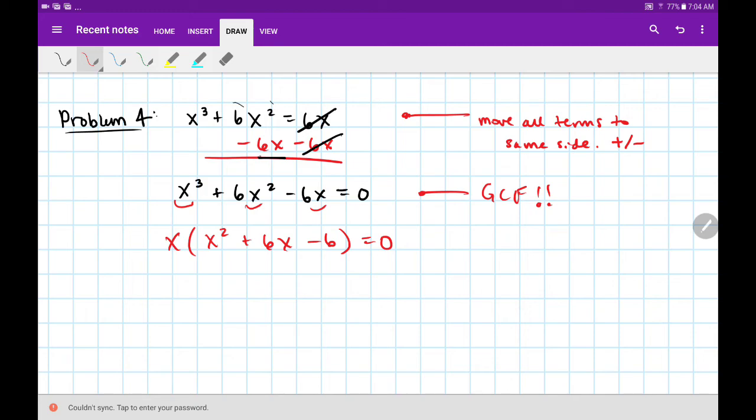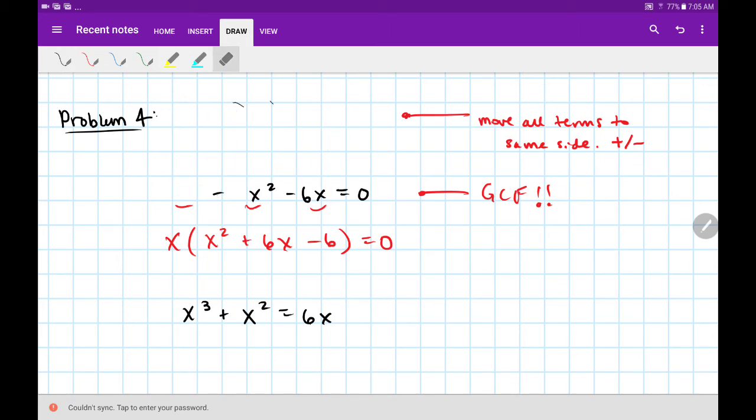Oh, you know what? I copied down this problem wrong. Okay, let me redo this problem really quick. x cubed plus, it's just x squared equals 6x. Okay, this is a better problem because it actually factors all the way. Let me try this again.